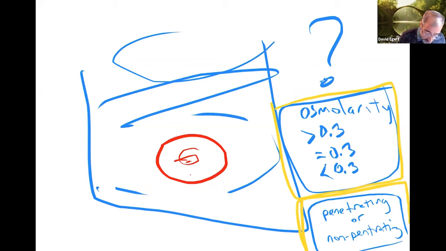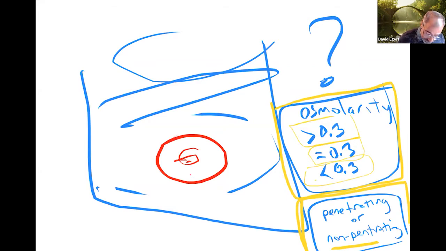If it's non-penetrating, then it's easy. If it's less, then it's going to be hypotonic. Water is going to come in. If it's equal, it's isotonic. If it's greater than 0.3, it's going to be hypertonic. Water is going to leave the cell, it'll shrivel.